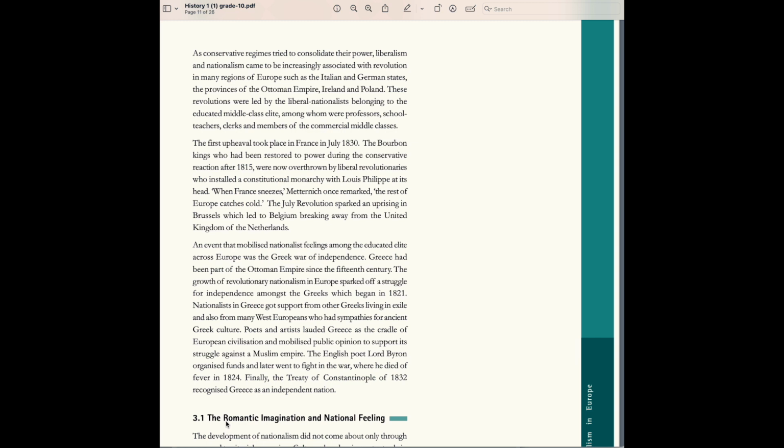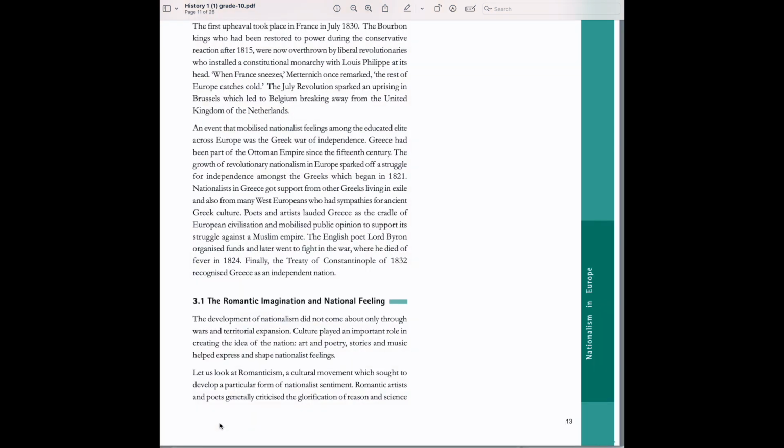for ancient Greek culture. Poets and artists lauded Greece as the cradle of European civilization and mobilized public opinion to support its struggle against a Muslim empire. The English poet Lord Byron organized funds and later went to fight in the war, where he died of fever in 1824. Finally, the Treaty of Constantinople of 1832 recognized Greece as an independent nation.